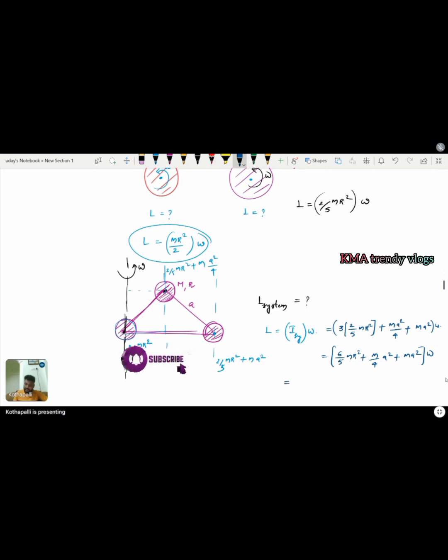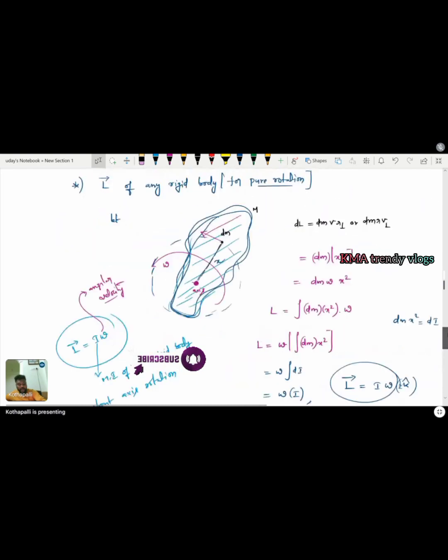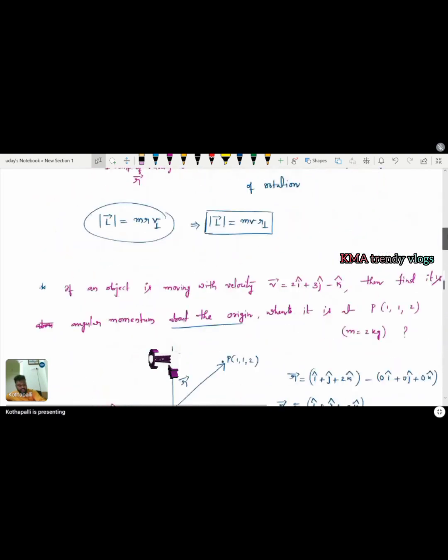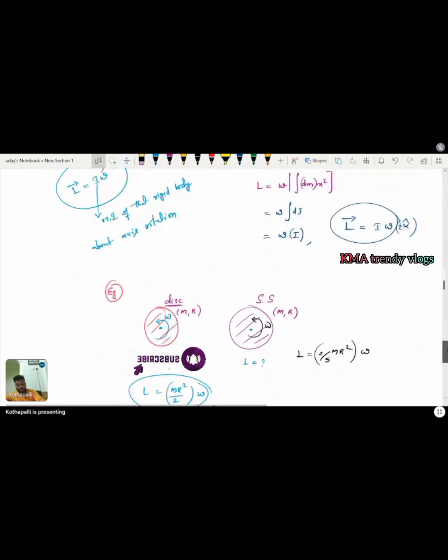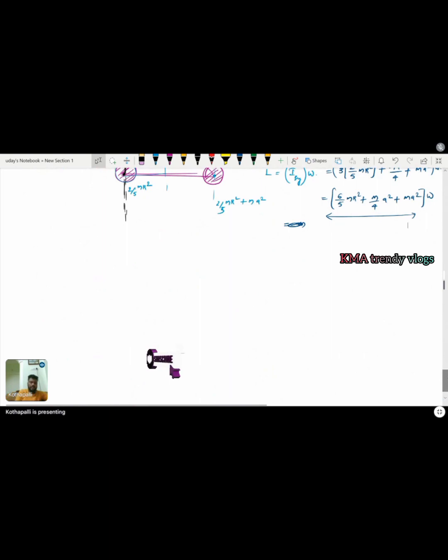You can take any common points out. m can be taken common, but let it be. Why take m alone? This is the answer. L equals I omega. The angular momentum of any rigid body is moment of inertia times omega. Understand? So in total, 4 conditions we discussed today fully. For the point mass case, three conditions are there for angular momentum, and for a rigid body one condition is there, which is I omega. Okay or no? Now write one more question.